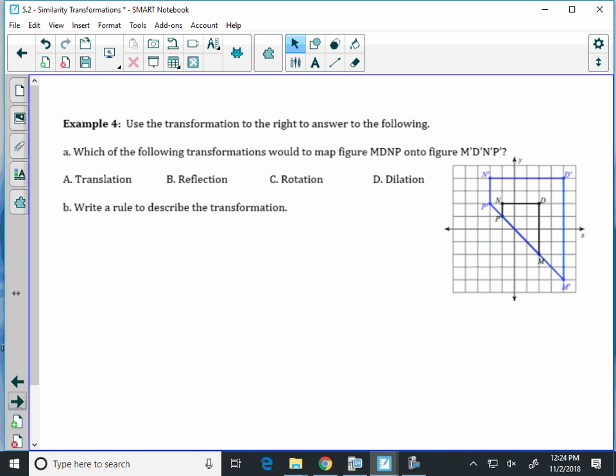We'll take a look at the pre-image and the image. What happened to it? They got bigger. Well, what transformation changes the size? Dilation. Well, at least we know it's a dilation. The size changed, so it's going to be a dilation.